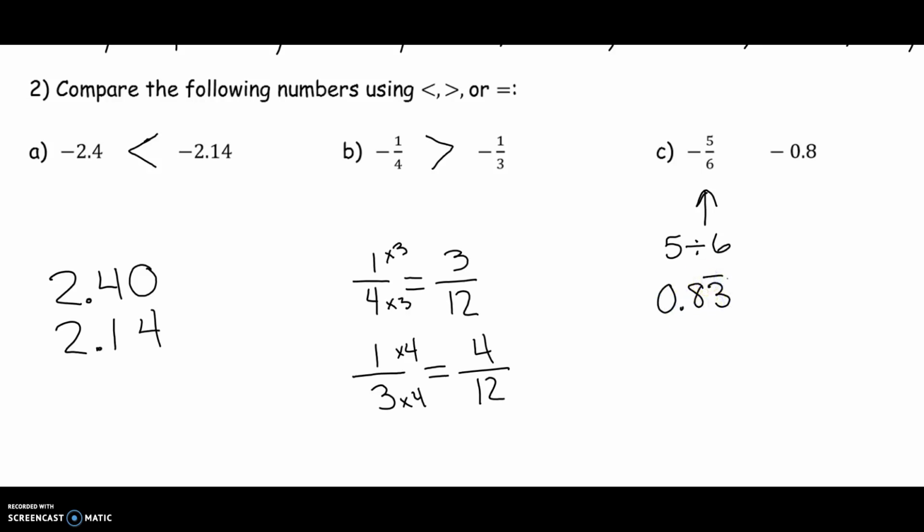0.83 repeating. Compare that to 0.8, or if you want to, add a 0, 0 and 80 hundredths. And again, 0 and 80 hundredths is smaller than 0.83 repeating when we're talking about positive numbers. So when we're talking about negative numbers, it would be the opposite. So negative 0.8 is larger than negative 5/6 because it is further to the right on the number line.